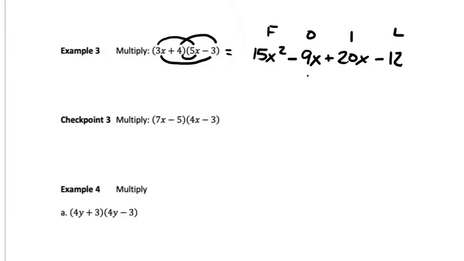And then often when you're doing FOIL, you're going to have some terms that are going to combine. A lot of times it's going to be the middle two. So in this case, negative 9x plus 20x, I can simplify that. That's going to give me plus 11x. And then I have 15x squared and minus 12. Those don't change. So this is my answer.